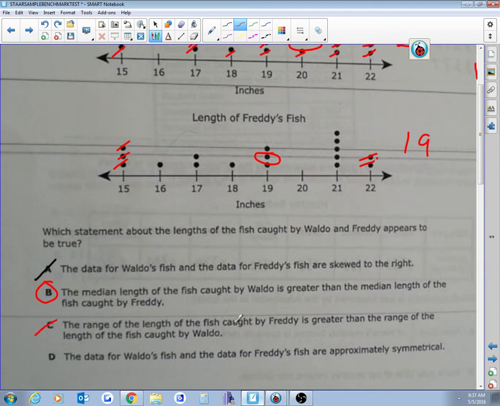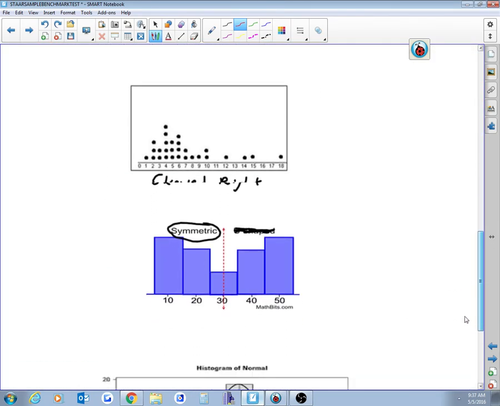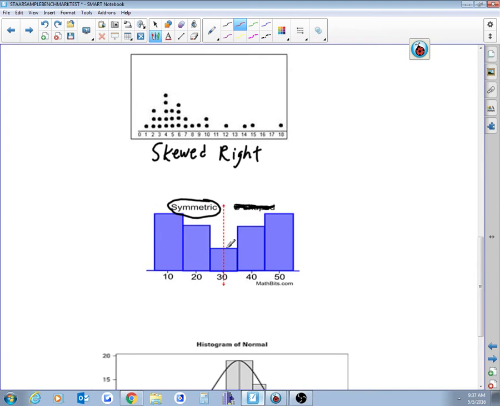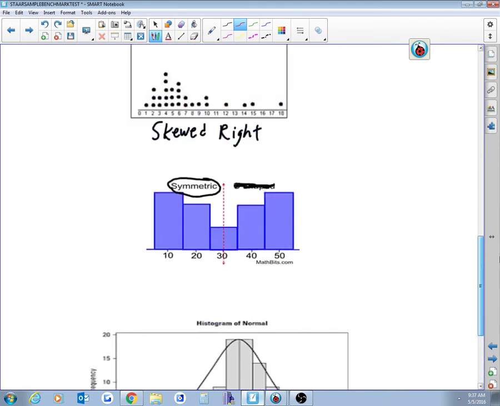And approximately symmetrical. For a graph to be symmetrical, this is completely symmetrical right here. The left side looks like the right side if you put a line of reflection. This is approximately symmetrical right here. This is approximately symmetric. Okay, it's not exactly, but it's approximately. So no, these graphs are not approximately symmetric.